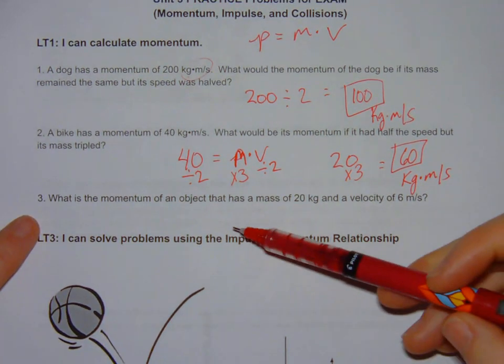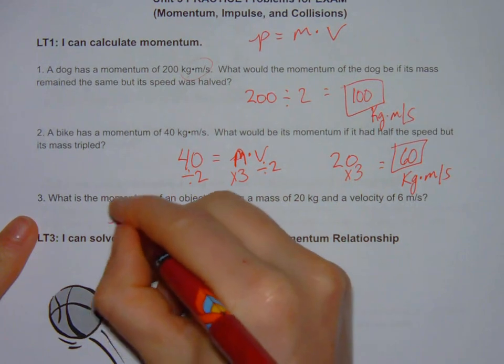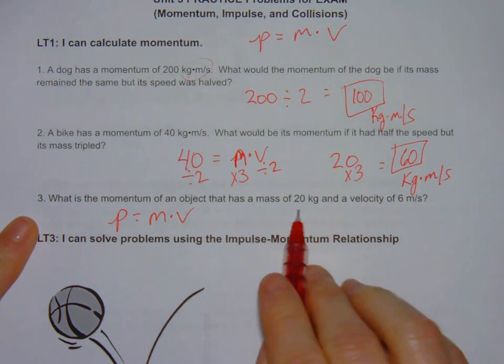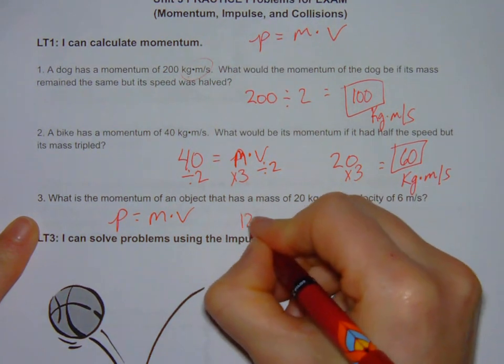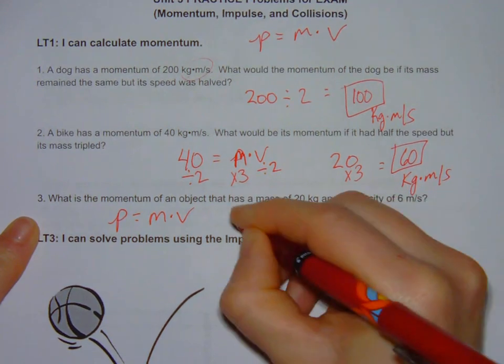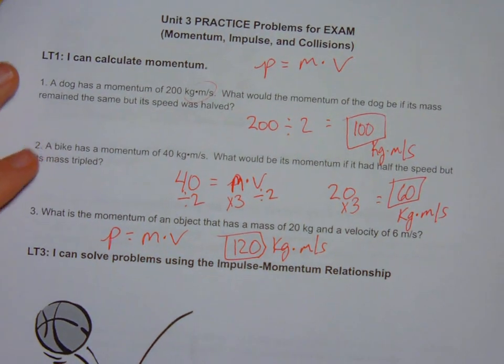Number 3. What is the momentum of an object that has a mass of 20 and a velocity of 6? This is the easiest type. Momentum is just mass times velocity. So 20 multiplied by 6 gives us 120 kilogram meters per second. Alright, so that was the simplest target within this unit.